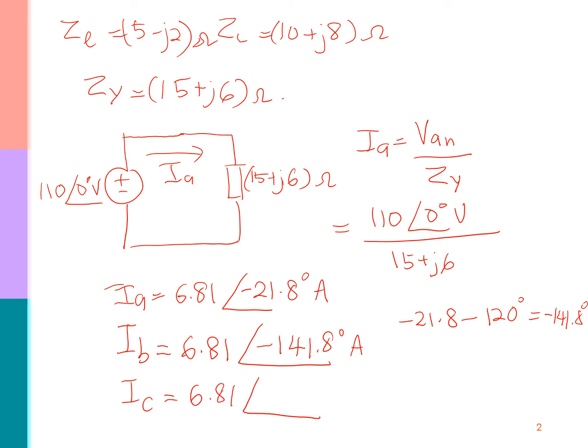Similarly with line current IC, the magnitude is the same at 6.81. For the angle, you have to plus 120 from the angle of IA. You will get 98.2 degree. So IC is equivalent to 6.81 with angle 98.2 degree ampere. This is for the line current.